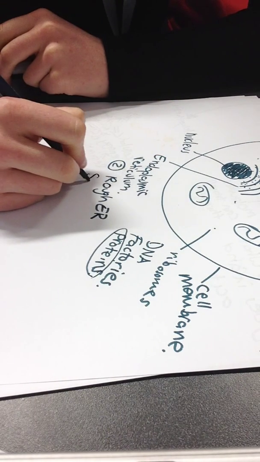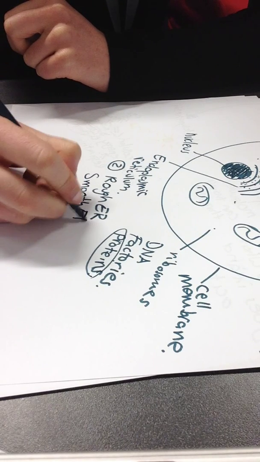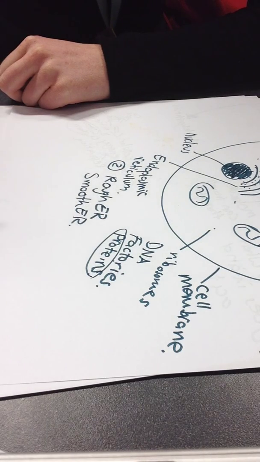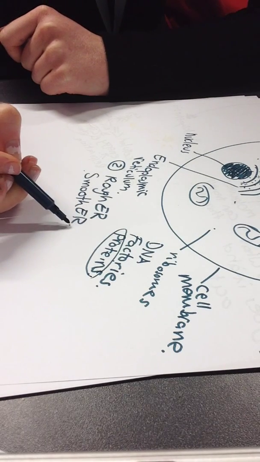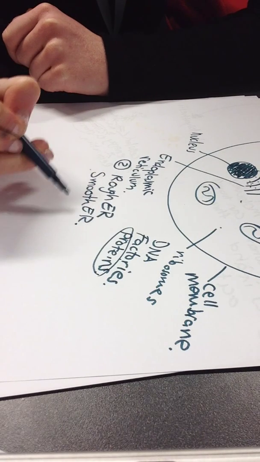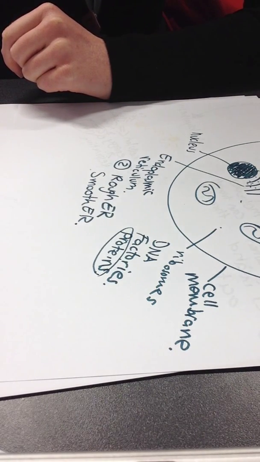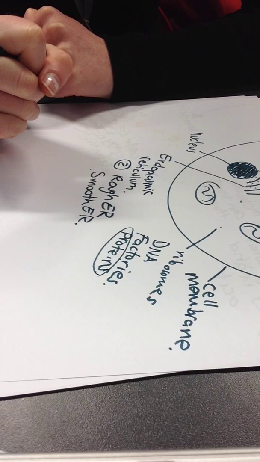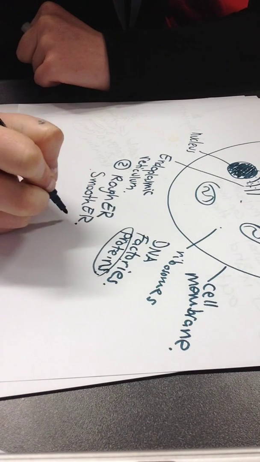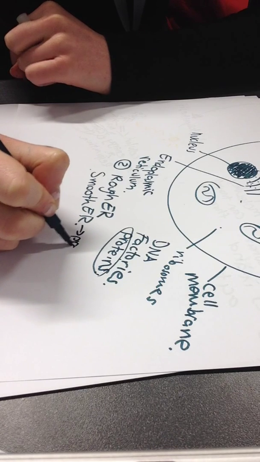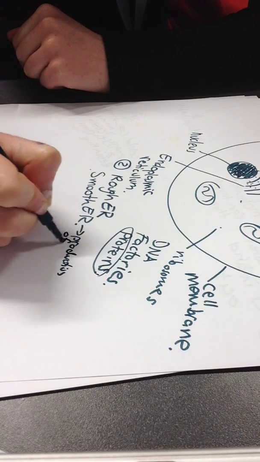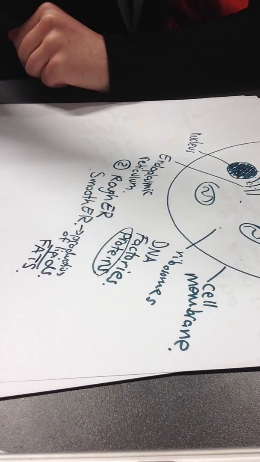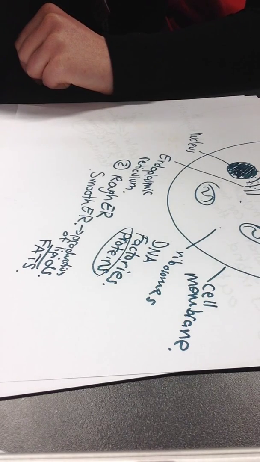Okay, then the next bit is the smooth ER. Okay, and the smooth ER is basically a place where a lot of the proteins that are produced in the rough ER go and they get modified. So yeah, the ER is quite important for protein making, and also the production of lipids. So smooth ER is also involved in production of lipids. So we know lipids are fats.